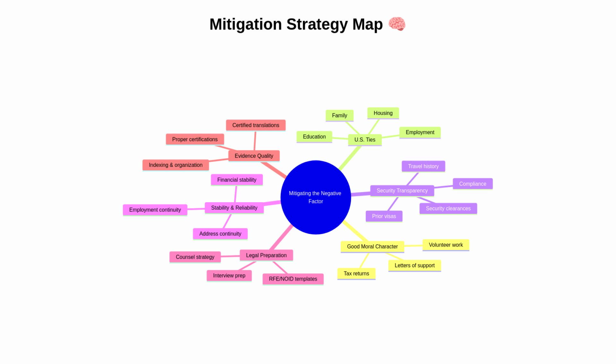This mind map organizes the mitigation plan. At the center is mitigating the country of origin negative factor. Branches include good moral character, U.S. ties, security transparency, stability and reliability, legal preparation, and evidence quality. Each branch lists specific documents or actions, like volunteer records and tax returns for character, employment and housing for ties, travel records and prior visas for security transparency, address and employment continuity for stability, coordinated counsel strategy and interview preparation, and meticulous translations, certifications, and indexing to ensure evidence quality.